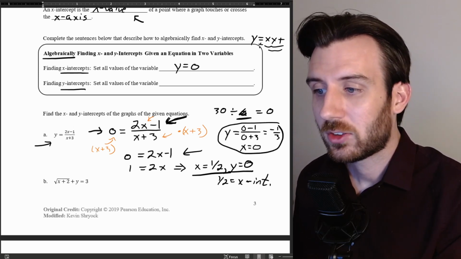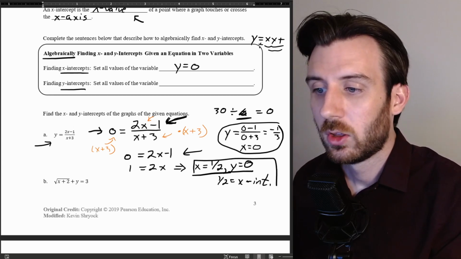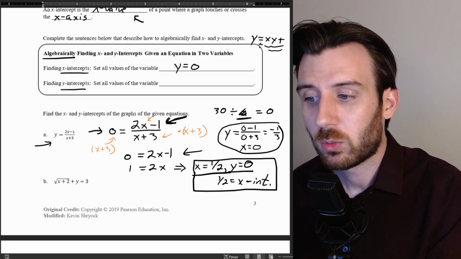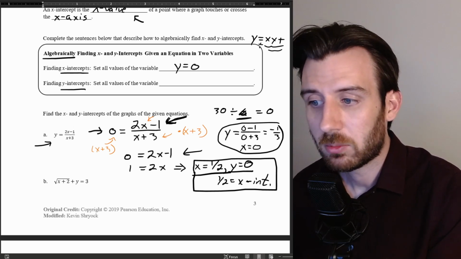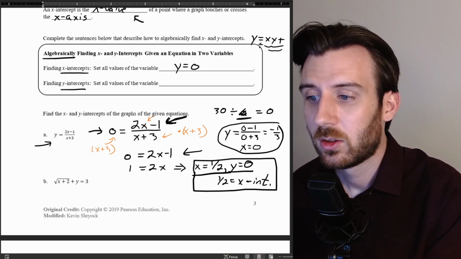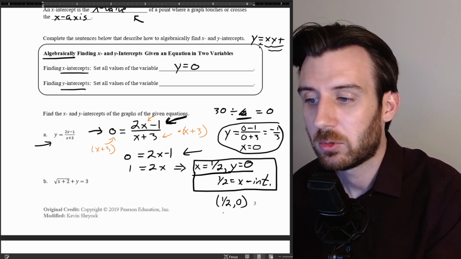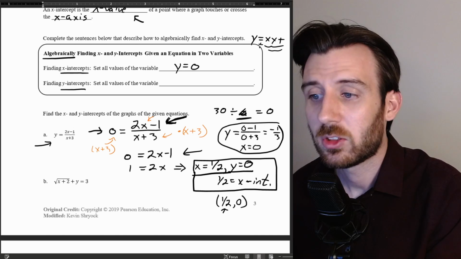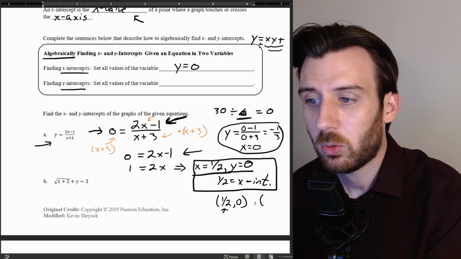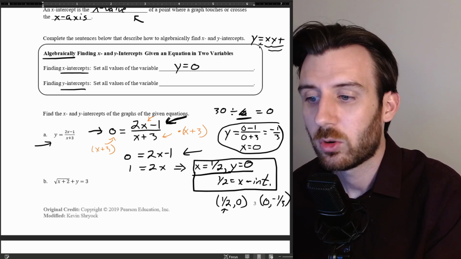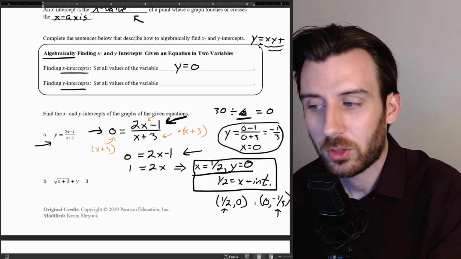Now, as we can see, this gets a little bit clunky to write out. So sometimes we like to write this a little bit simpler using commas. So we can write this as saying the x-intercept is going to occur at (1/2, 0). In other words, the x-intercept is at the 1/2 mark. And then we could say the y-intercept is going to be at the point (0, negative 1/3). In other words, the y-intercept is negative 1/3.